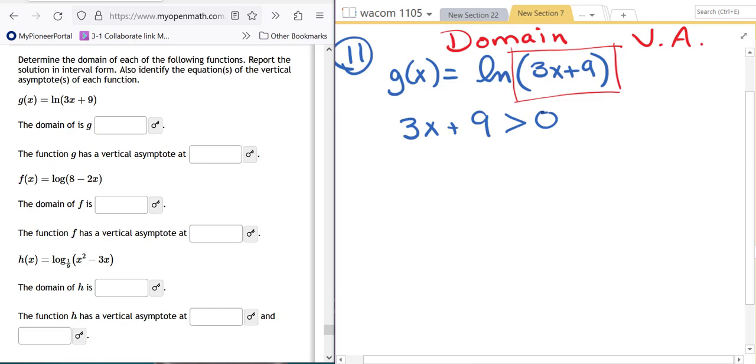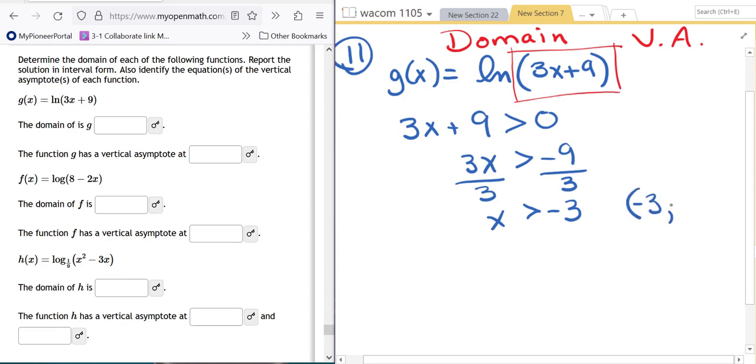And then you solve. Now, this one is a linear inequality, and so it is isolate the variable. So you're going to take your 9 to the other side. So we have 3x is greater than negative 9. Divide by 3. We're dividing by a positive, so no flipping. X is greater than negative 3. So interval notation will be negative 3 to infinity.